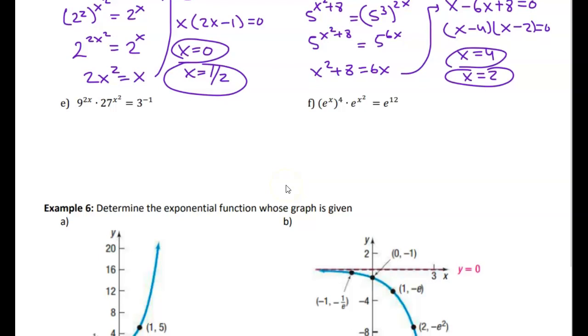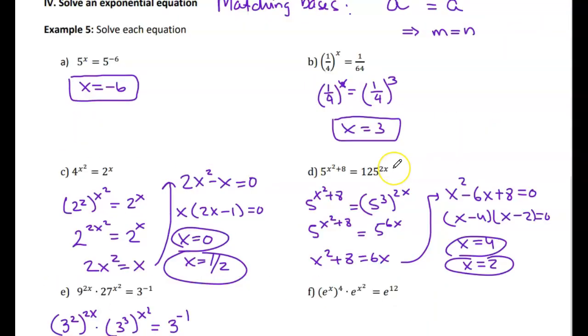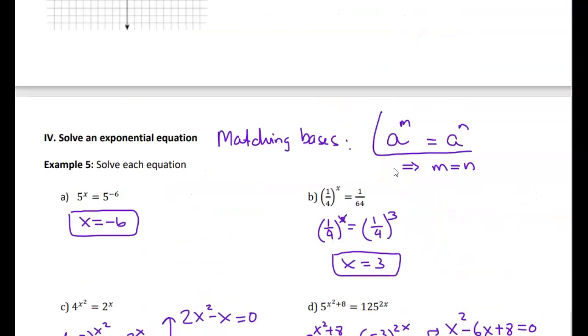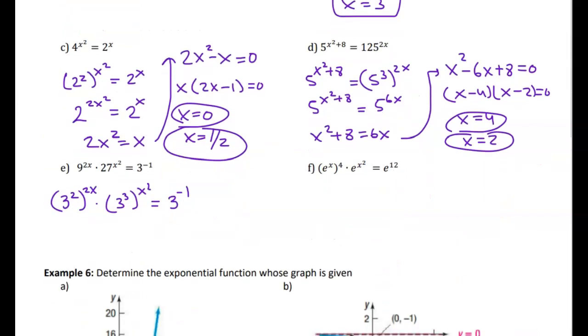All right, let's look at these. Okay, so we have 3 different bases, 9, 27, and 3. I noticed that they're all powers of 3. So 9 is 3 squared, and then that's to the 2x. 27 is 3 cubed, and that's to the x squared. And we have 3 to the negative 1. All right, now we've got to simplify this. So in order to cancel bases, we have to have it in this form: base to an exponent, same base to an exponent. Right now it's not like that because we still have some operations to do.